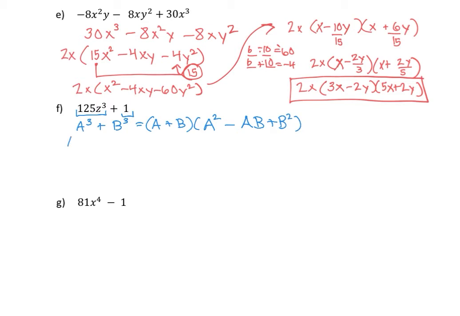All right, so what cubed gives me 125? That would be 5. And what cubed is z cubed? That is z. What cubed is 1? That's 1. I like when there's a 1.